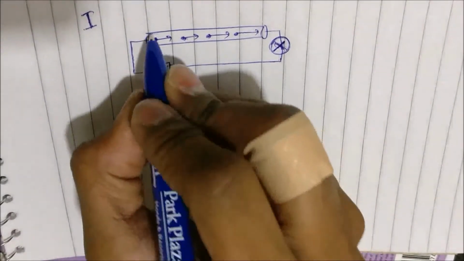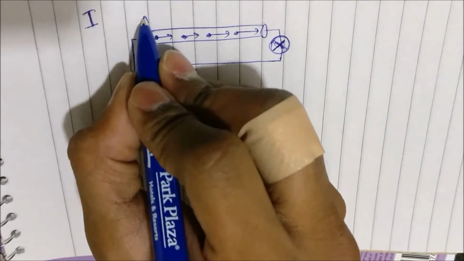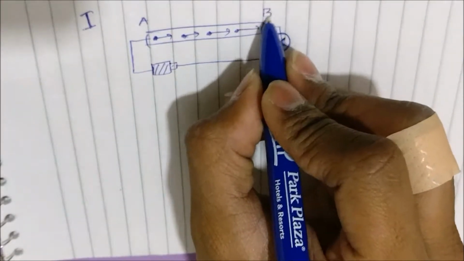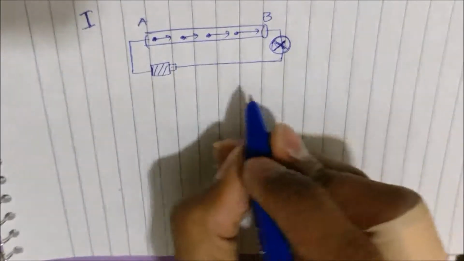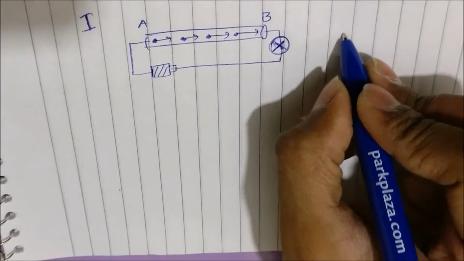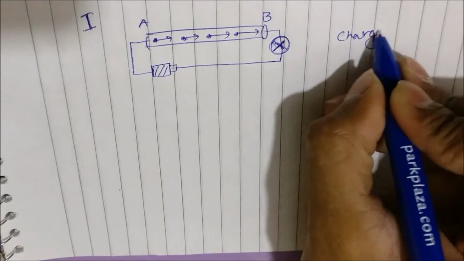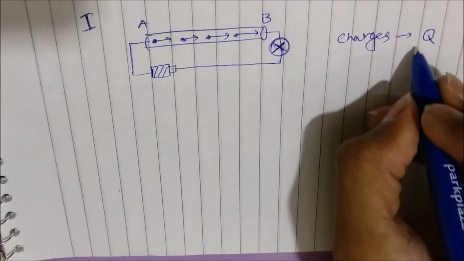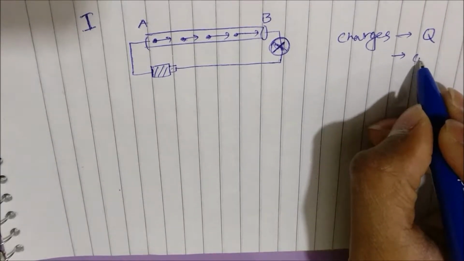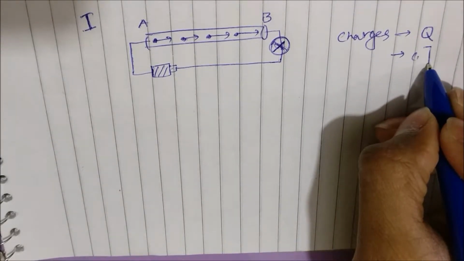So now what's happening is the charge is flowing from point A to point B. Okay, so that's what we call current. Now charges definitely flow in time, right? And we represent charge using this letter called Q. Okay, and charge has a unit of coulombs. We represent it with a C.